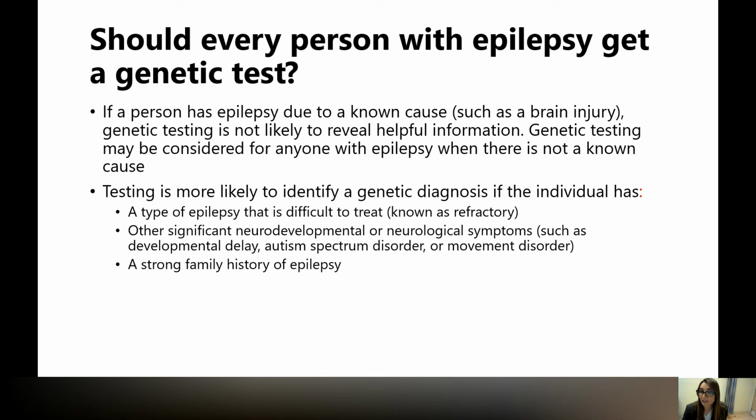And it's more likely that you're going to find something positive if that person has a type of epilepsy that is very difficult to treat, which is when we call it refractory, or if that individual also has other neurological or neurodevelopmental issues, such as developmental delay, autism, or a movement disorder. And also in cases where there's a strong family history, then there are higher chances of finding a genetic cause.